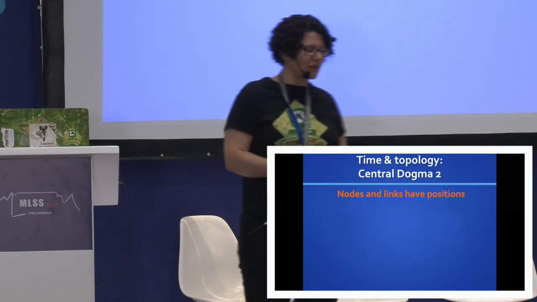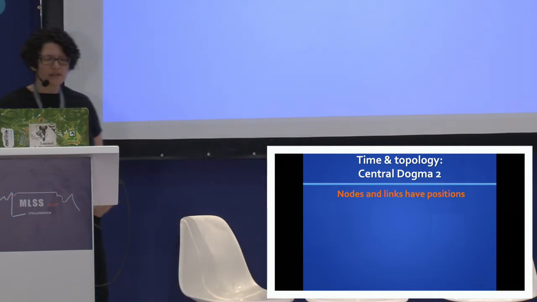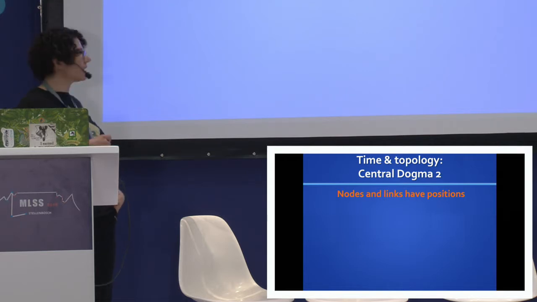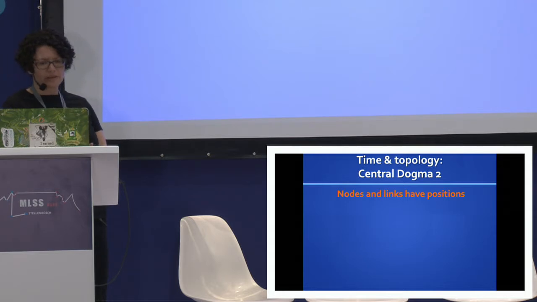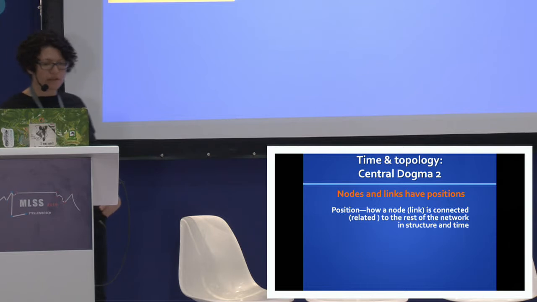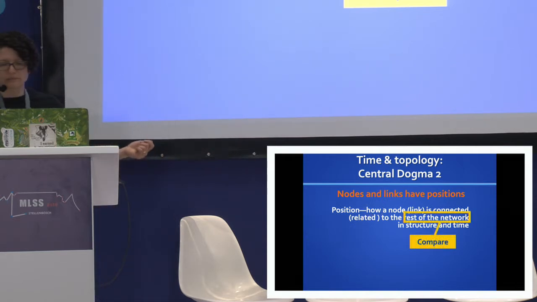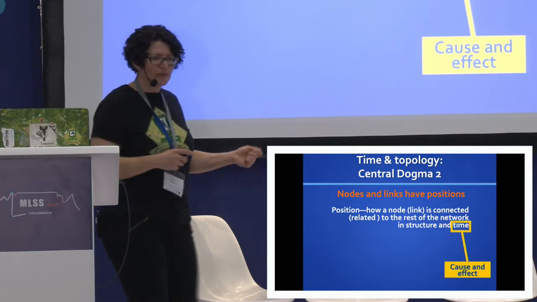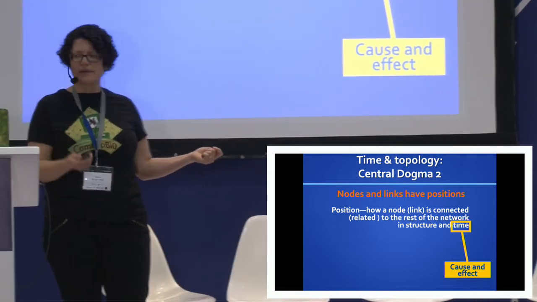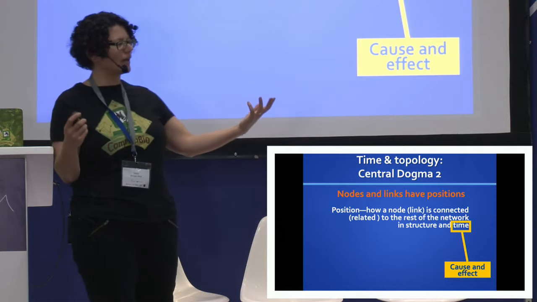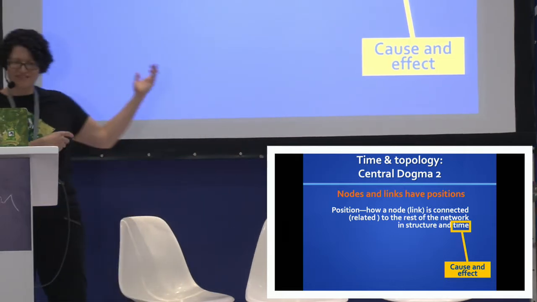All right, central dogma number 2: nodes and links in a network actually have positions. All positions are equal, but some are more important than others. And position is how a node or link is connected or related to the rest of the network in structure and time. Again, the how part means we need to measure quantities. The rest of the network means we need to be able to compare networks. And the time part means we somehow have to quantify and distinguish between cause and effect. And you all, thankfully, now have heard a wonderful talk on causality, right? So now this is it.